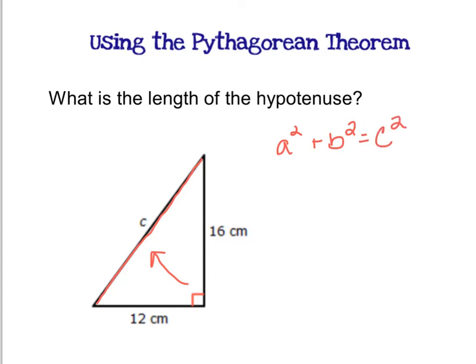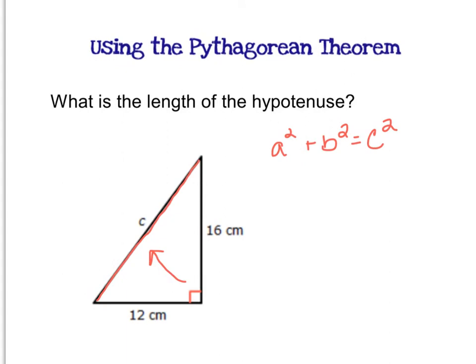Next, I'm going to fill in my numbers for what I'm given. I'm given a and b because I'm given my two legs. Now, it doesn't matter which you use for a and which you use for b. I'm just going to choose a is 16. So 16 squared plus 12 squared, b, is going to equal c squared.